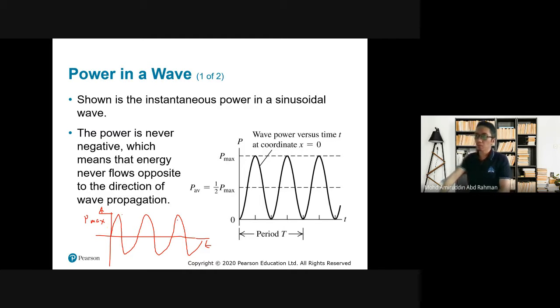So that's how you calculate the power. And one more thing: from here one time, and then another time over there is considered one period for the power. Sorry, T, so T is the period for the power.